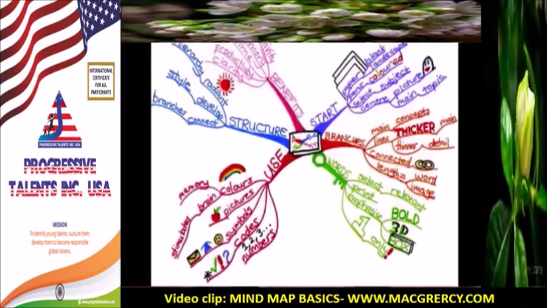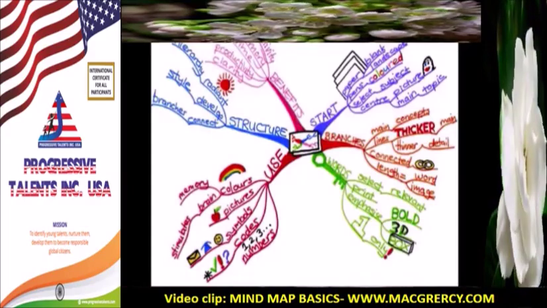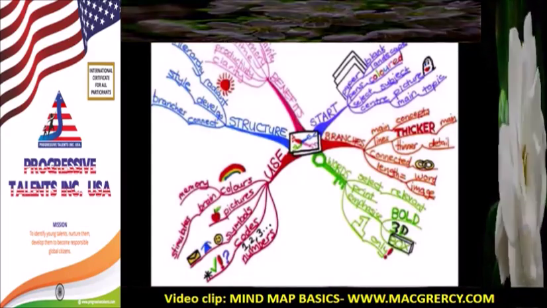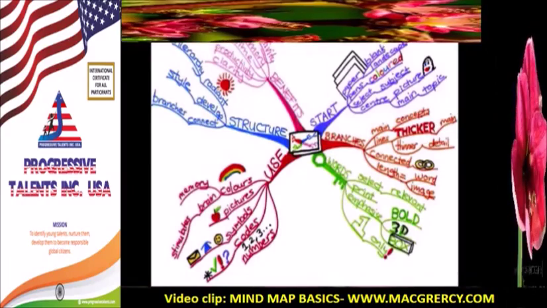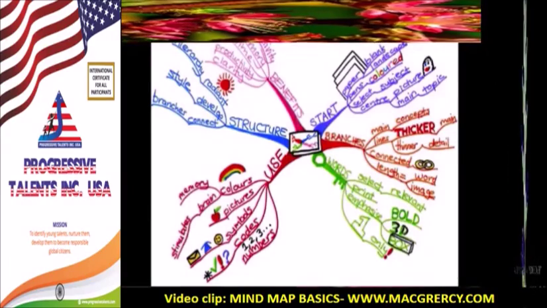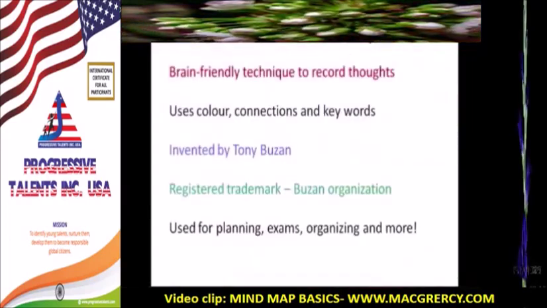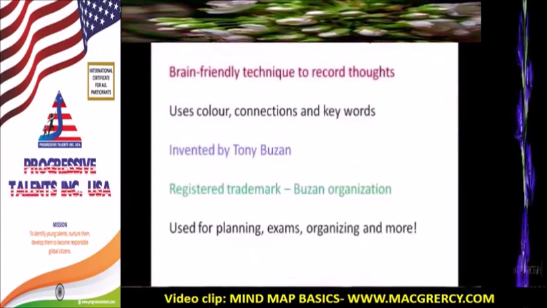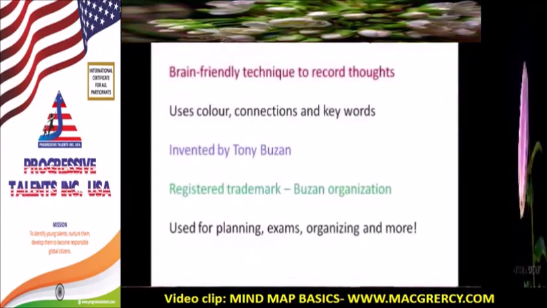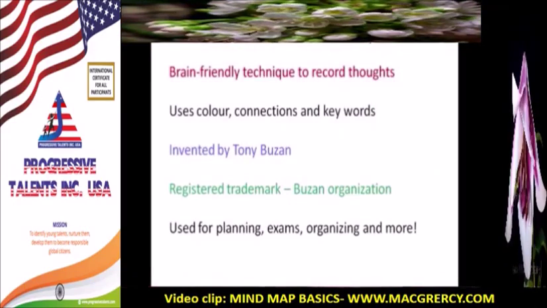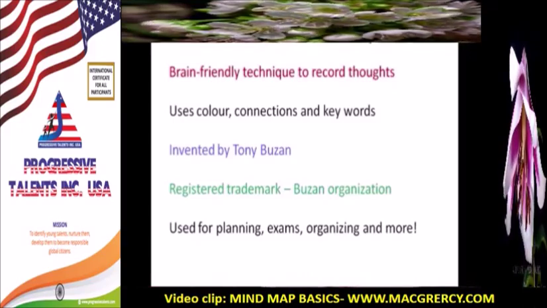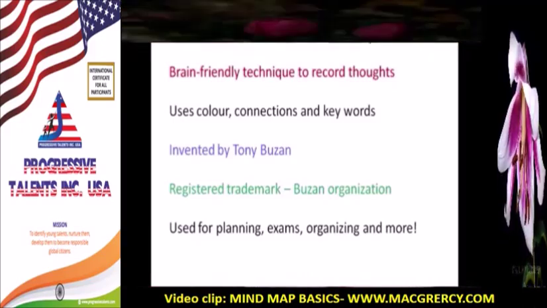Mind mapping is a very visual way to capture your thoughts and ideas so that you can easily plan things, remember things, and also take notes. It uses lots of color and keywords so your brain is attracted to it. Mind mapping was invented by Tony Buzan, and the term mind map is a registered trademark of the Buzan organization. Mind mapping is used all over the world in both studying and business situations.